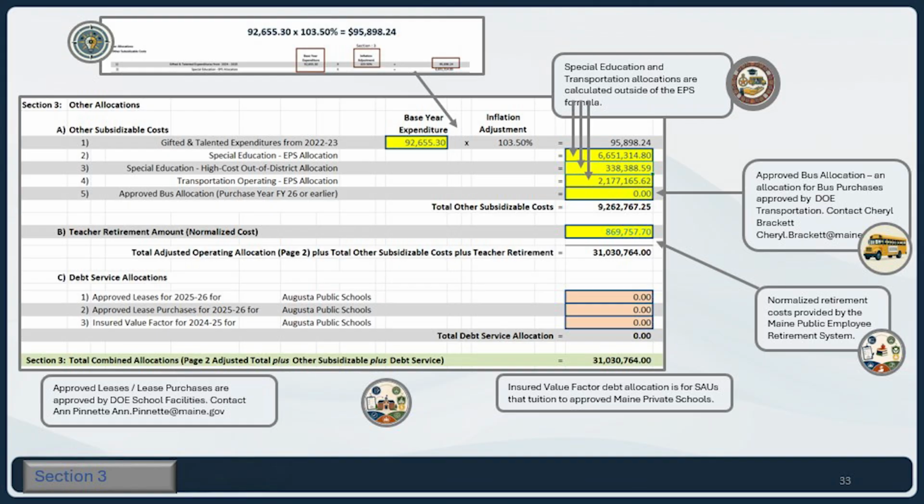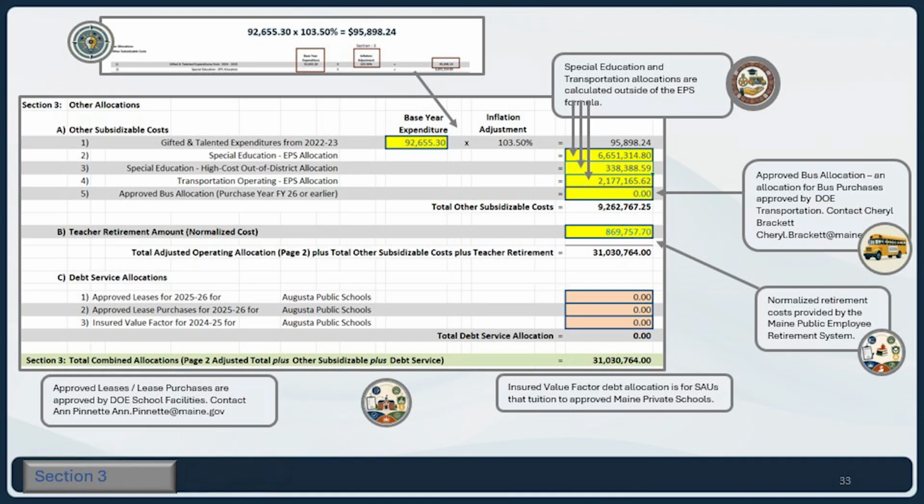Then we have the teacher retirement amount. This amount comes from Maine PERS. They send this to us using data that you provide to them. That's another very important piece. Please make sure your data that you're sending to Maine PERS is accurate.